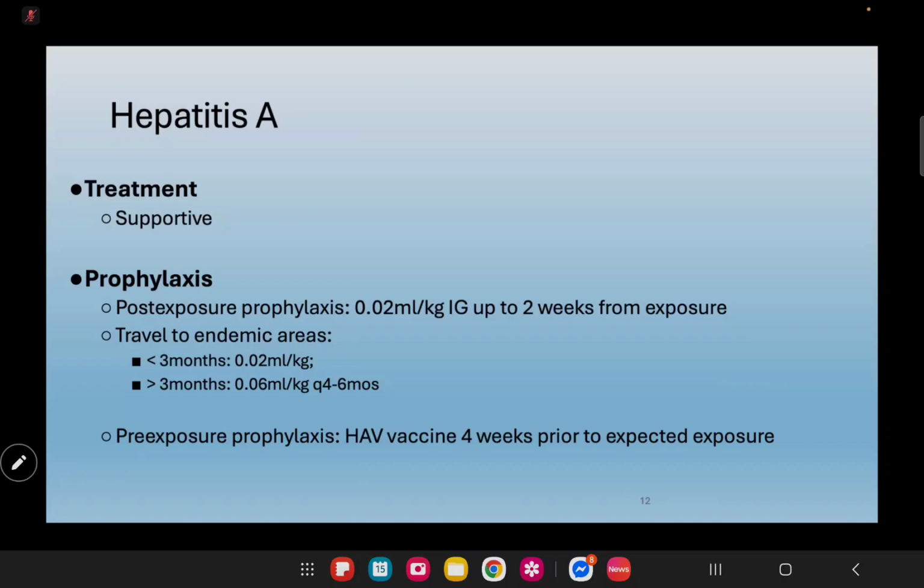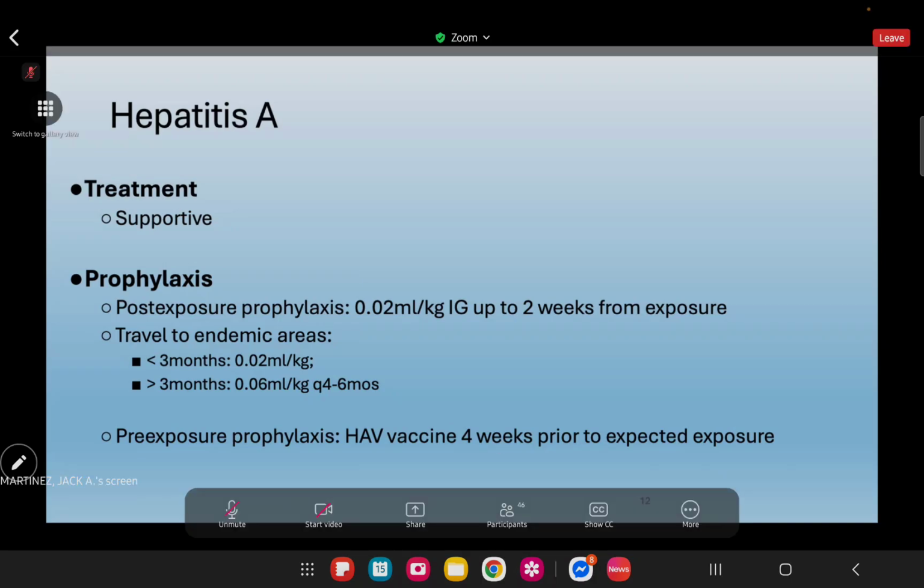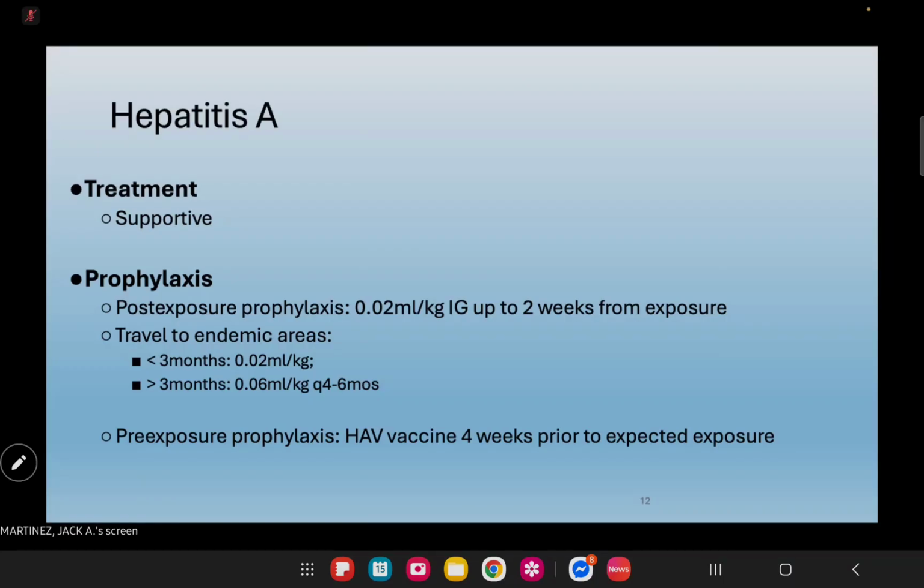The pre-exposure prophylaxis is achieved with the hepatitis A vaccine, ideally administered 4 weeks prior to expected exposure. So, if you already have the pre-exposure prophylaxis, then no need to receive the post-exposure prophylaxis if you go to those endemic areas, because you already have the antibodies for hepatitis A. So that concludes our discussion on hepatitis A. Let's now proceed with hepatitis B. It's the most clinically significant type due to its potential for chronicity and hepatocellular carcinoma.